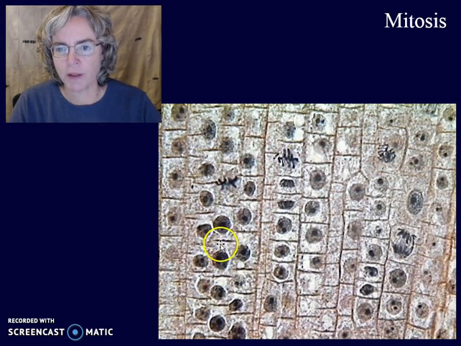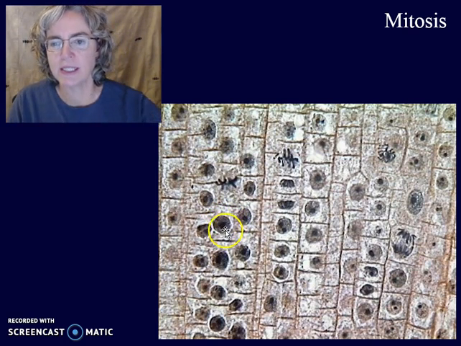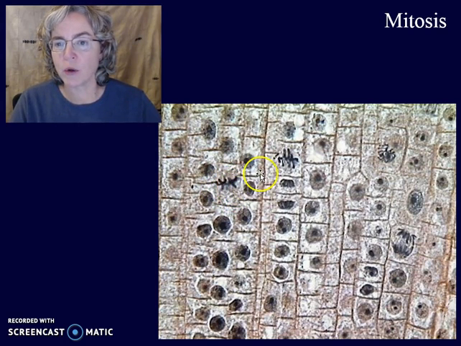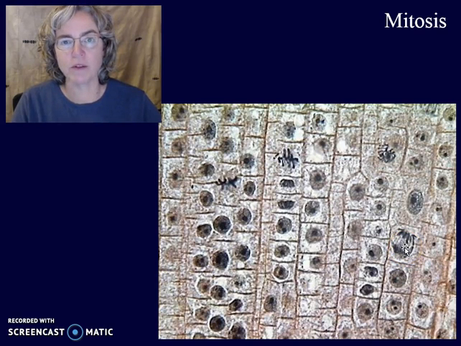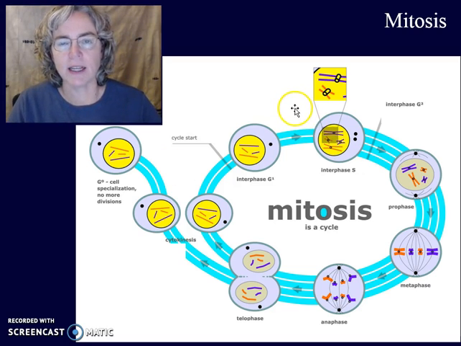So what you can see right here, these are individual cells, and here is the nucleus and the nucleolus on the inside. And some of them, you can see that the nuclear membrane has disappeared, and you can see the chromosomes inside. And there are different stages of mitosis going on here. So let's take a look at mitosis in a little bit more detail in this drawing right here.